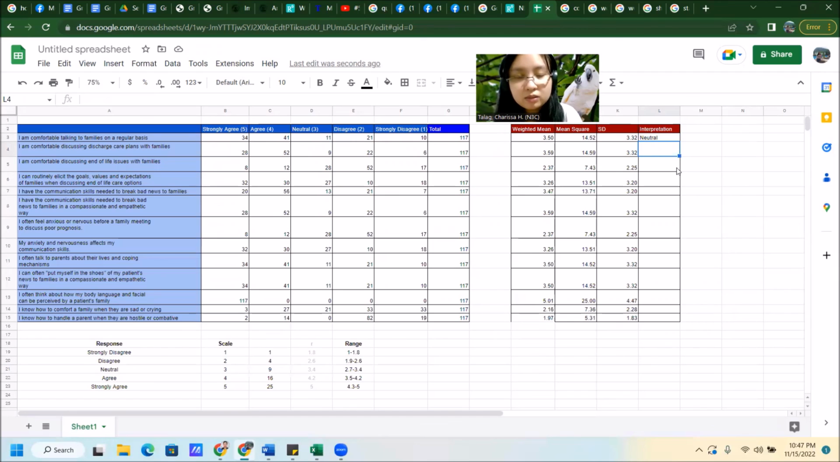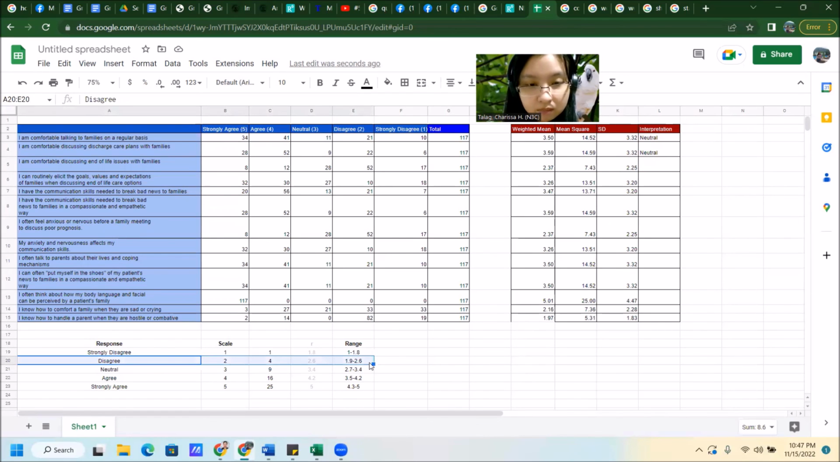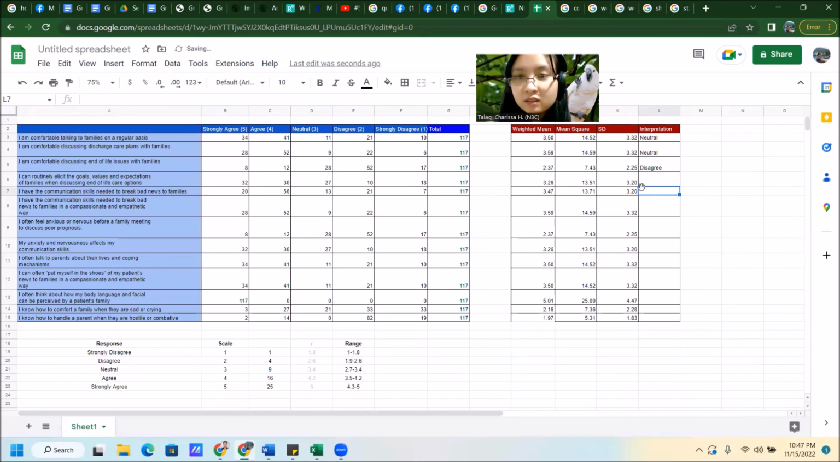Ganun din sa question number 2. Paano naman sa question number 3? I am comfortable discussing end-of-life issues with families. So, ang sagot ay 2.25. Saan pasok ang 2.25? Dito sa range na to, sa disagree. So, ang interpretation niya ay disagree. So, sa question na to, I am comfortable discussing end-of-life issues with families. Majority of our participants answered disagree.